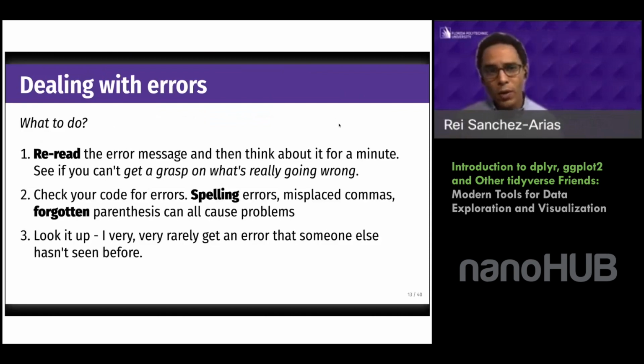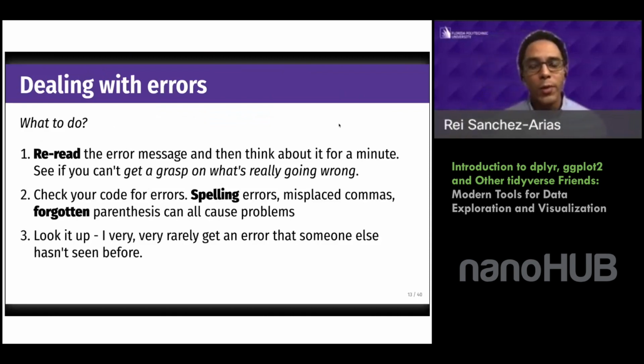So I just want to make a couple of comments about dealing with errors, because we may run into errors when we're learning things. Well, the first thing that I recommend is to reread the error message and then think about it for a minute. Just give it a minute and try to read it. See if you can get a grasp of what really is going on. Then you want to check your code for spelling errors, maybe misplaced commas, forgotten parentheses. They can all cause problems.